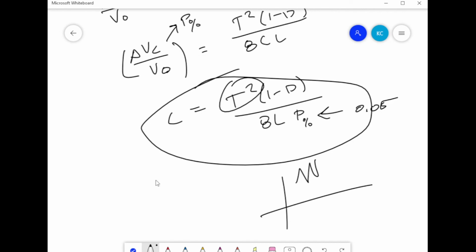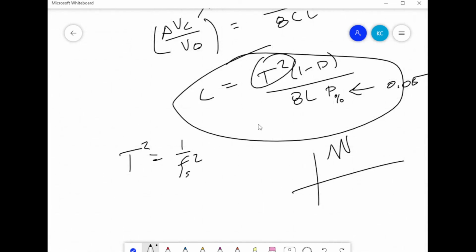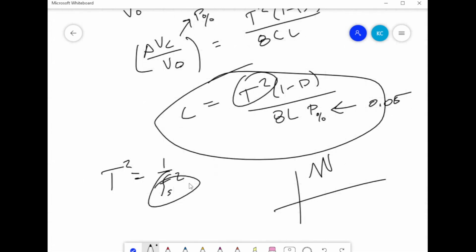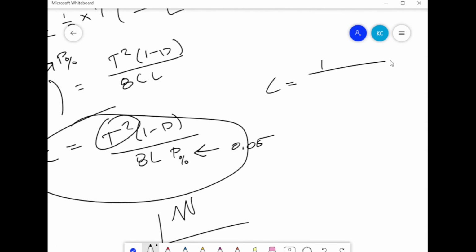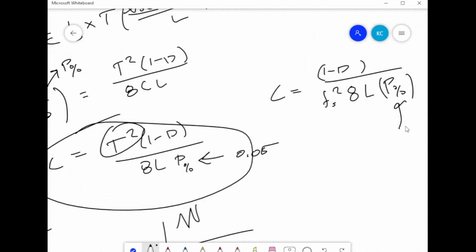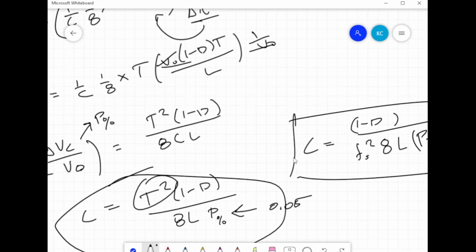You can rewrite T squared as 1 over the switching frequency squared, if that's easier for you. So if you've been given the switching frequency, you can rewrite this as C equals (1 minus D) over f squared times 8L times the percentage ripple. I like to just put parentheses around this percentage ripple to let everyone know that it's our desired percentage ripple. And here we go. This is how you size the capacitor for the buck converter.